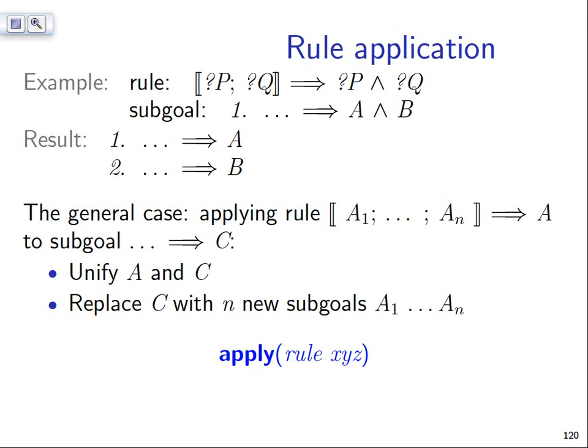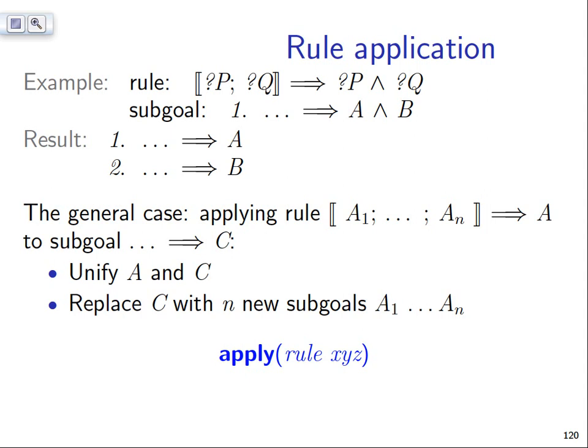And this is how you write it. Now, what I'm writing here, replace C with n new sub-goals A1 to AN, isn't quite accurate, because in the unification process where you unify the conclusion A with the sub-goal C, that will also instantiate the variables that appear in this rule. And then you're not replacing C with just the original A1 to AN, but of course with the instantiated A1 to AN.